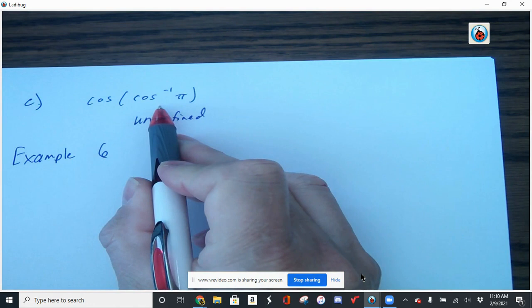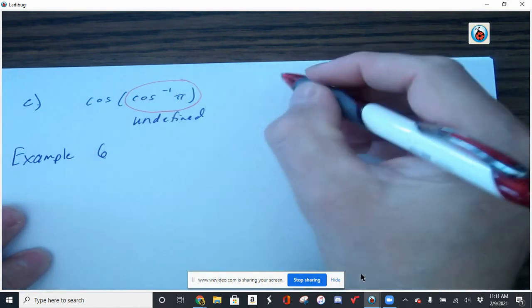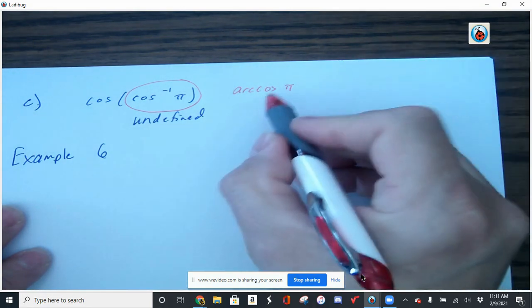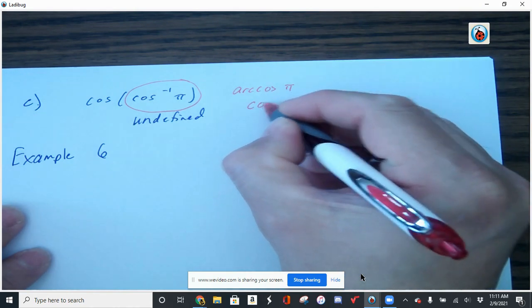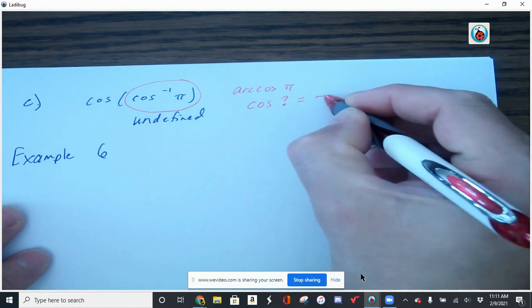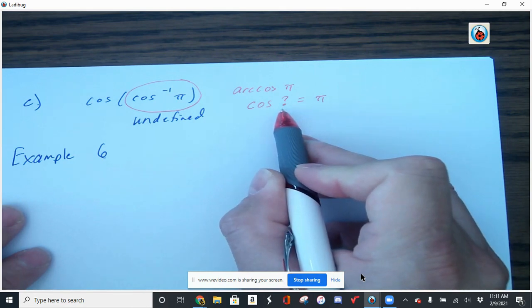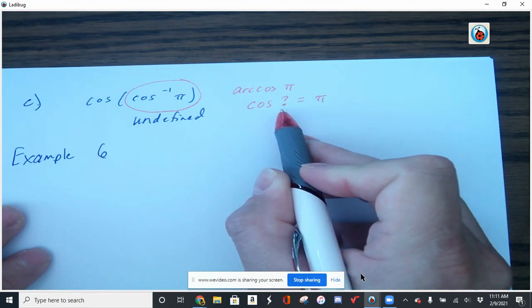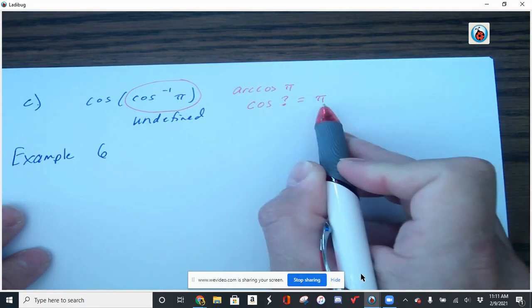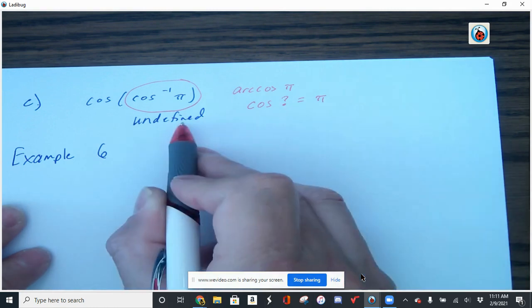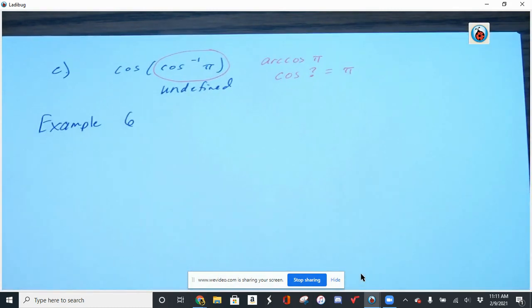I didn't really explain to you why this is undefined. Let's take a look at that part right there. Remember, this is the same thing as saying arc cosine of pi. In other words, it's asking me the cosine of what angle is equal to pi. Now, remember, pi is approximately 3.14, and the cosine values only go from positive 1 to negative 1 and all the values in between. So since 3.14 goes outside of that interval, negative 1 is less than or equal to x, which is less than or equal to positive 1, that's why it's undefined. Okay, so anyway, I just want to go ahead and throw that explanation in.